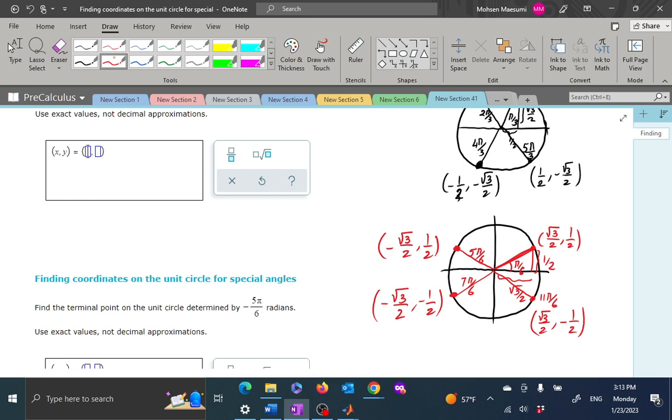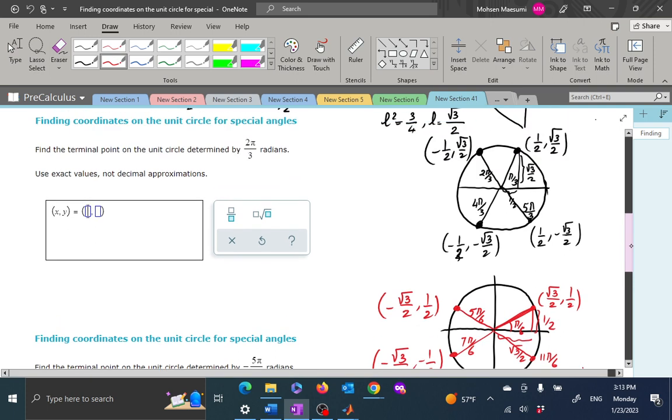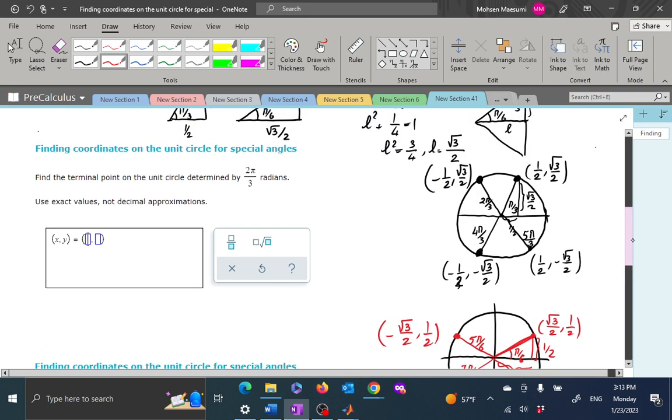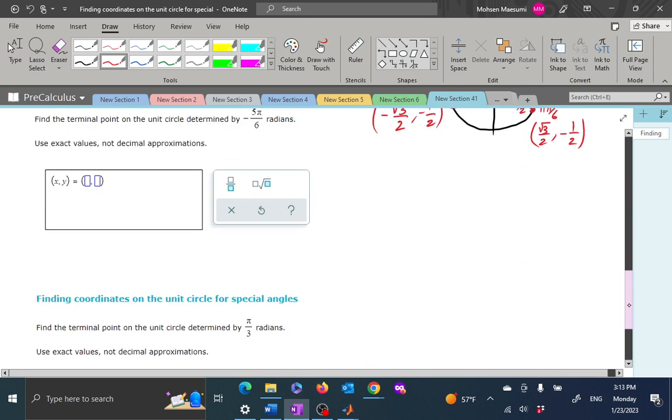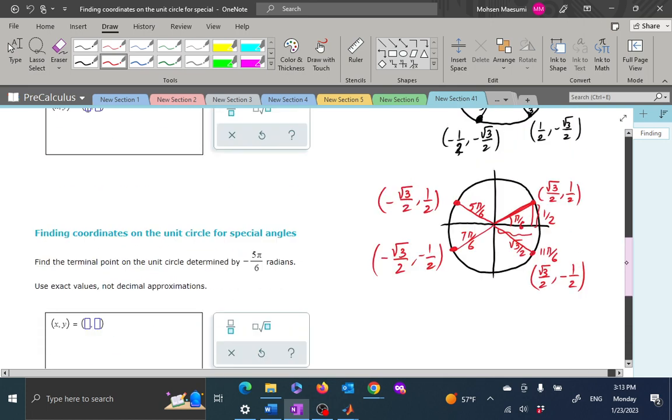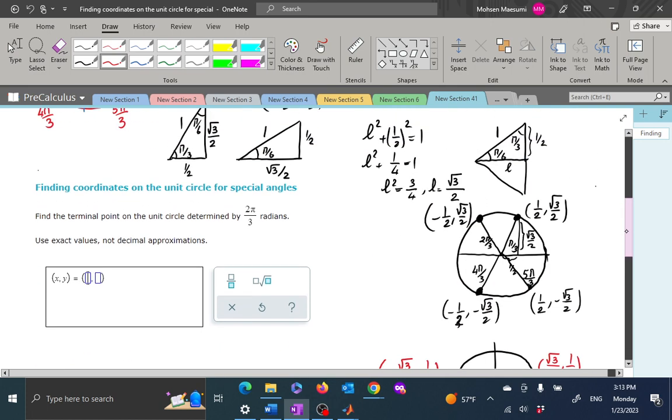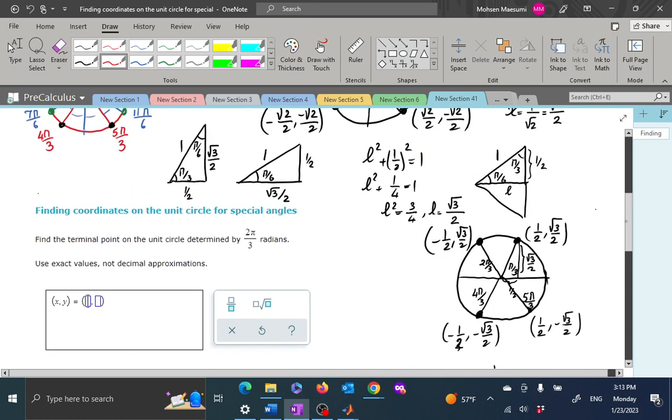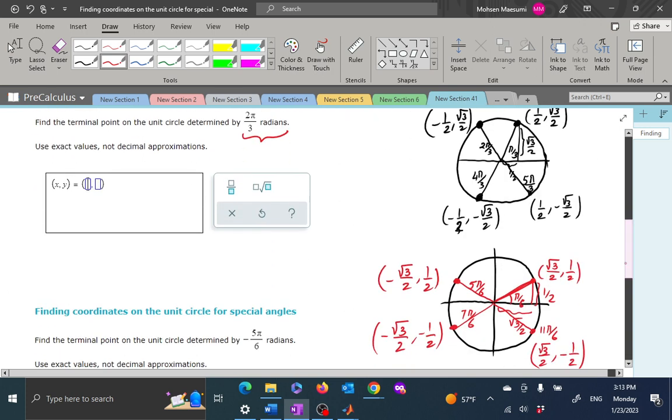You do need to understand it and memorize it. Here are several problems. These are all in radians, so the problem is very similar to what we just talked about. 2 pi over 3 radians. So how do I think about this? Let's go back and try to reason our way.